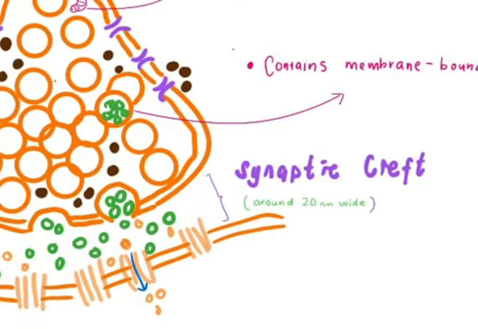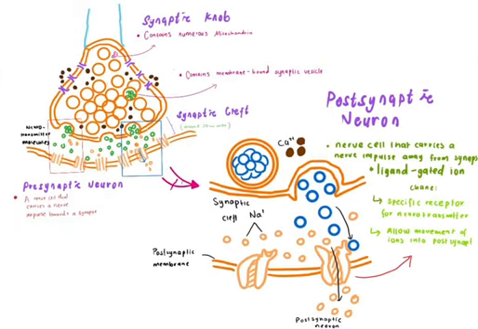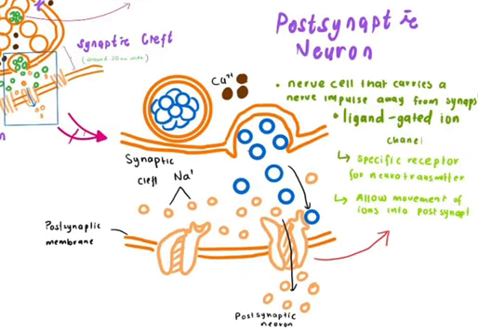The third one is the synaptic cleft, which, as you can see here, is a gap between the postsynaptic cell and the presynaptic cell, 20 nanometers wide. The fourth one is the postsynaptic neuron, which is the nerve cell that carries a nerve impulse away from the synapse. It contains, as you can see, the ligand-gated ion channel on the postsynaptic membrane, which has a specific receptor for the neurotransmitter and also allows movement of ions into the postsynaptic neuron.